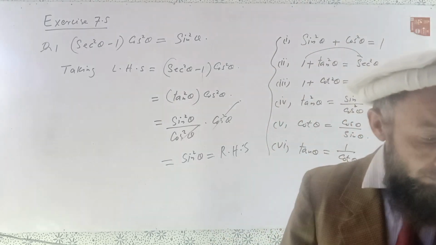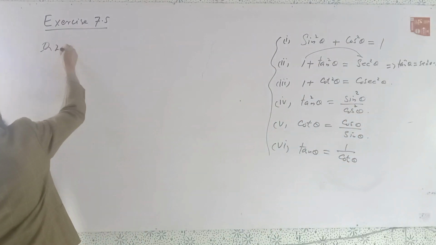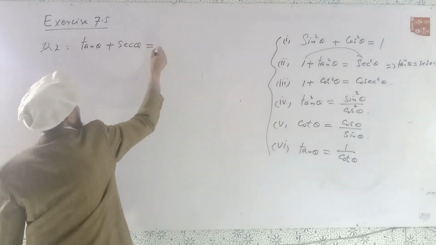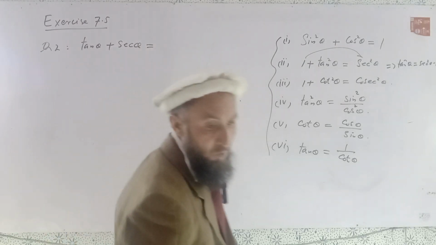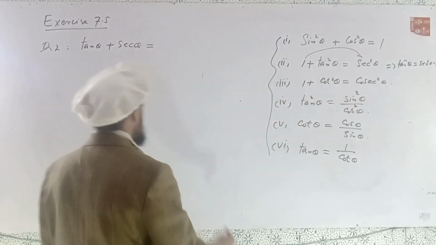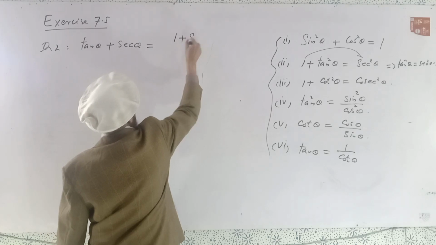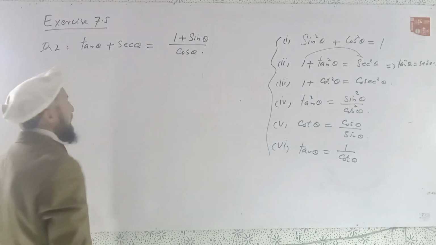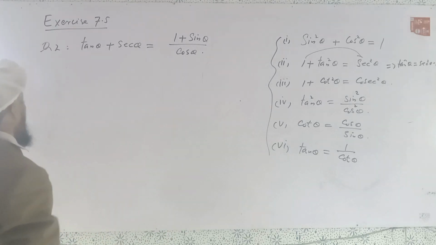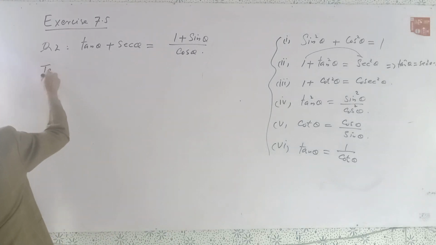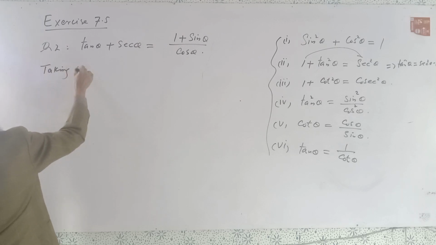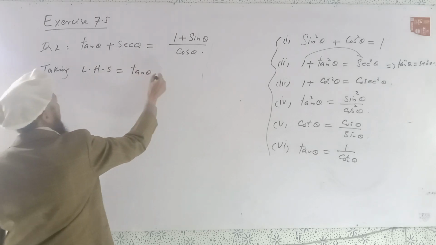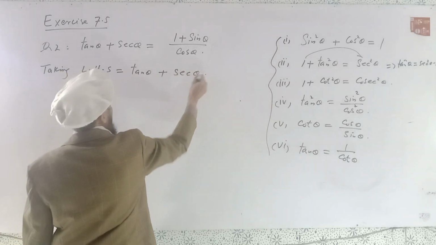Similarly, tangent theta plus secant theta is equal to 1 plus sin theta divided by cos theta. We want to prove this one. Taking left hand side: tangent theta plus secant theta.